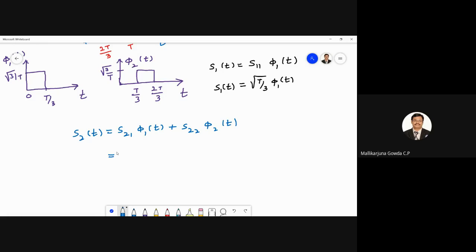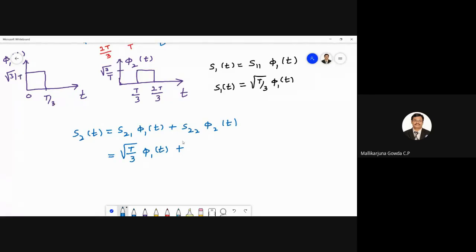Is it possible to say what is S22 quickly? What is the value of S21? Root t by 3. Root t by 3, right? So let me write root t by 3 into pi 1 of t, right? Plus, what is the value of S22?